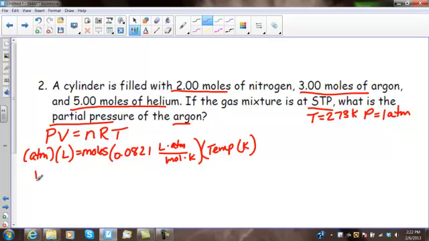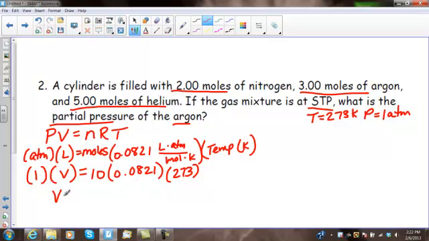My pressure is 1 ATM. My volume, I don't know. My total moles, 2 plus 3 is 5, plus 5 is 10 moles of gas. I have my gas constant, and my temperature, we said, was standard 273. So I'm solving for V. In this case, ATM is 1. All I have to do is multiply 10 times the gas law constant times 273, and I get a total volume of 224.133 liters. So that's my total volume that's needed.